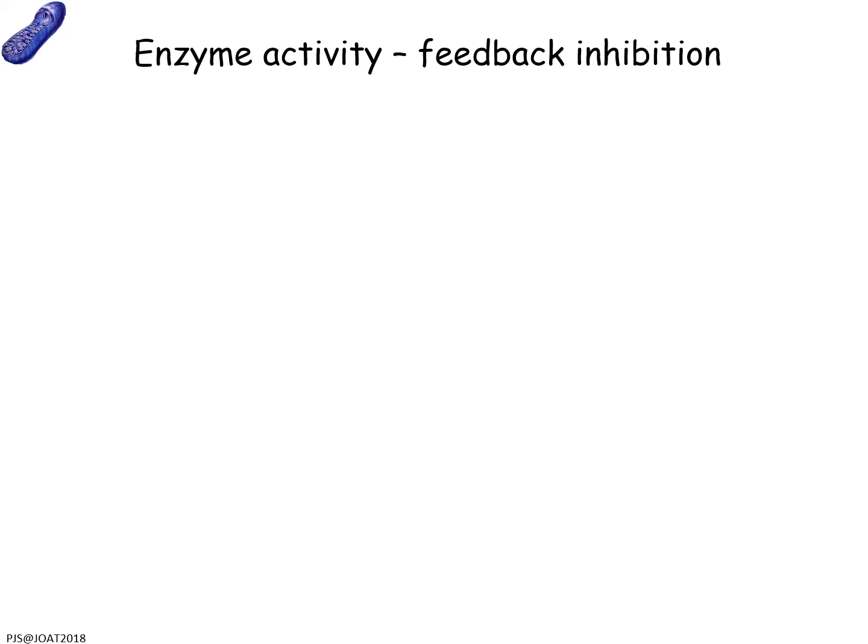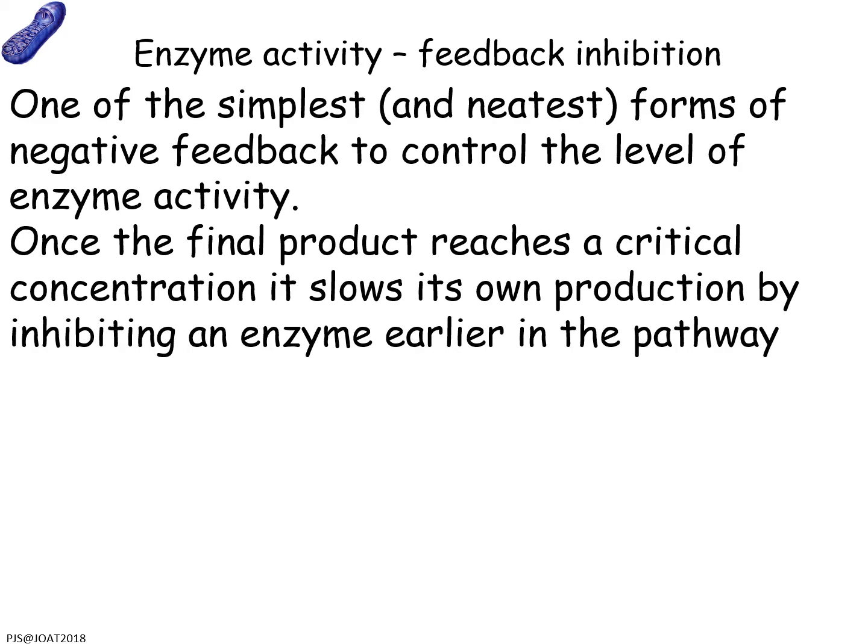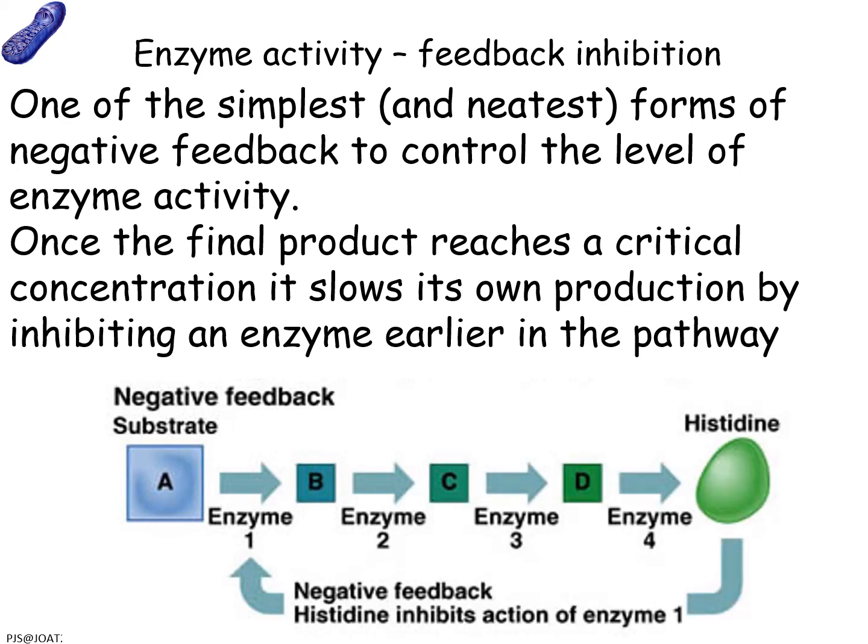Lastly, we want to look at feedback inhibition. This is a form of negative feedback, one of the neatest ones that you're going to find. Basically, what happens is once your final product has reached a particular critical concentration, it will just slow down its own production by inhibiting the enzyme earlier back in the pathway. It doesn't have to be the first one, it could be down the road. But what it's actually doing is just blocking making more of it.